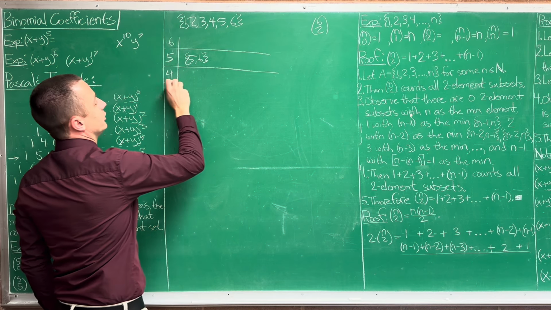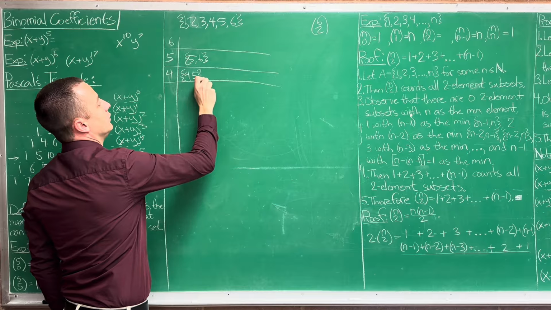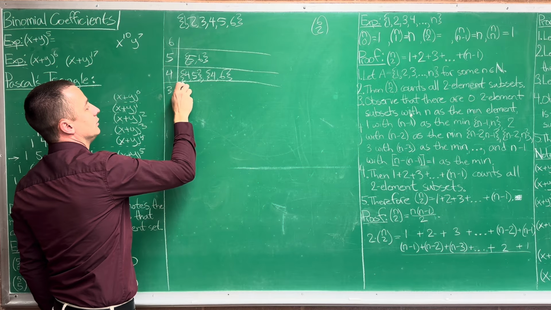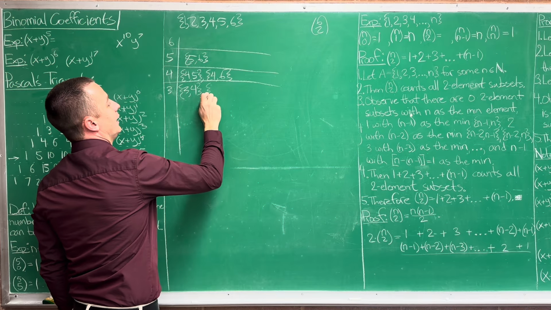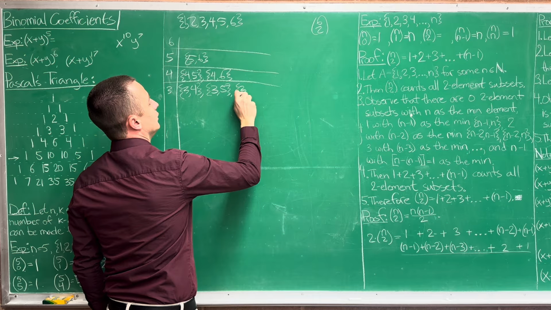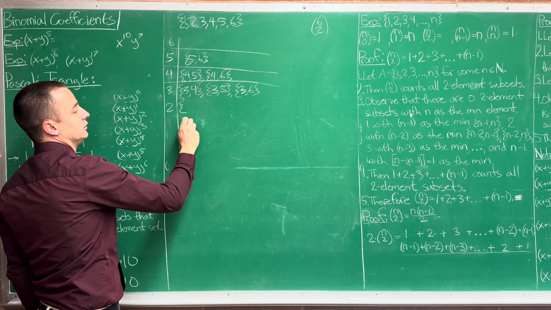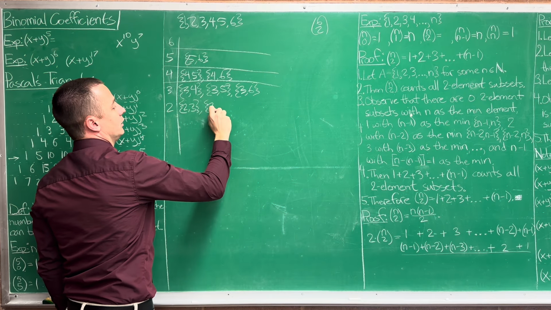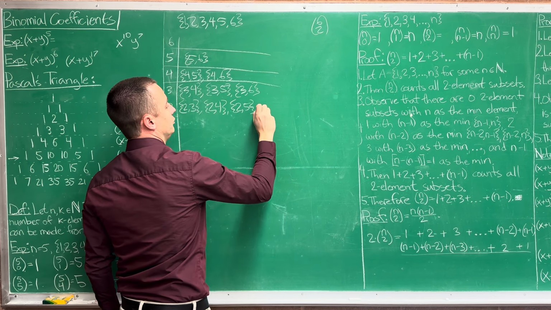What about with 4 as my smallest element? 2. I can have 4, 5, and I can have 4, 6. What about with 3 as my smallest element? 3. I can have 3, 4. I can have 3, 5. And I can have 3, 6. Okay, what about with 2 as my smallest element? 4. I can have 2, 3. I can have 2, 4. I can have 2, 5. And I can have 2, 6.